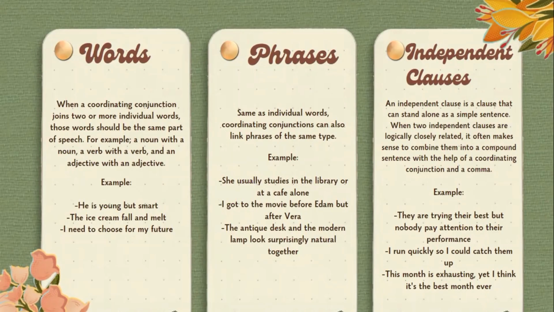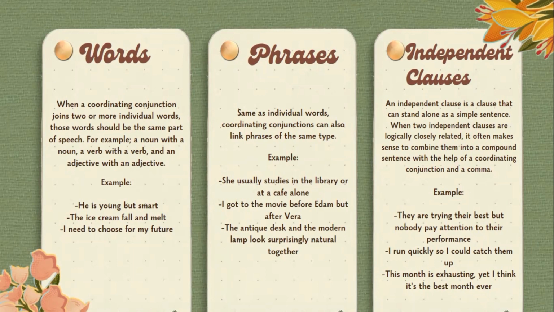So for the example here, for the words: when a coordinating conjunction joins two or more individual words, those words should be the same part of speech. For example, a noun with a noun, a verb with a verb, and an adjective with an adjective. The examples here are: he is young but smart, the ice cream fell and melted, and I need to choose for my future.